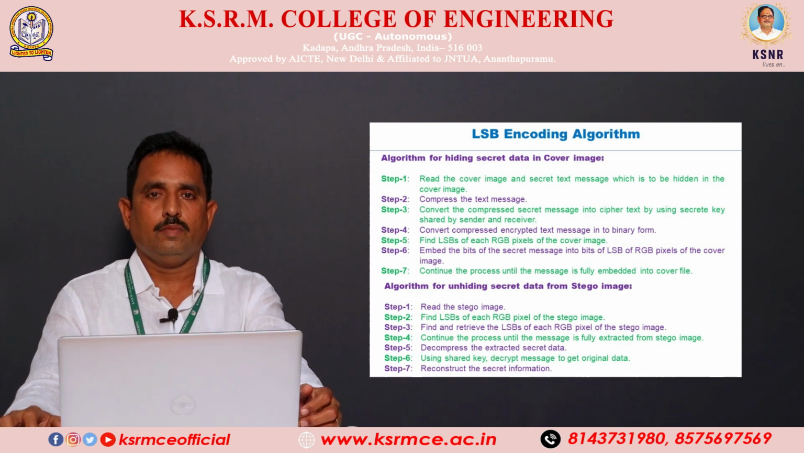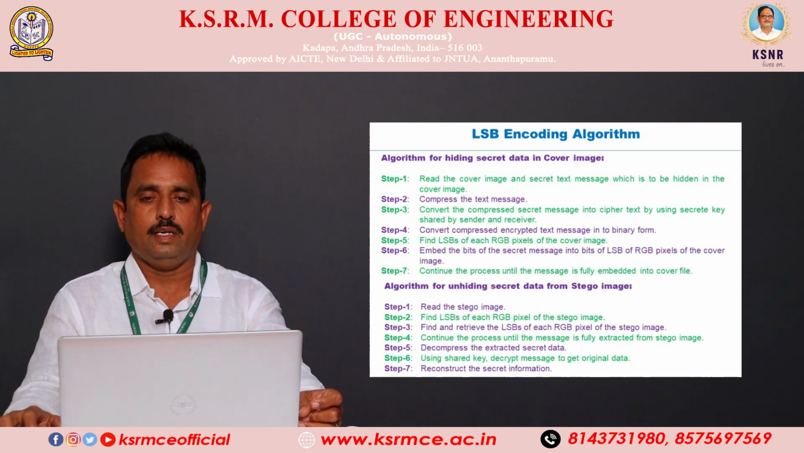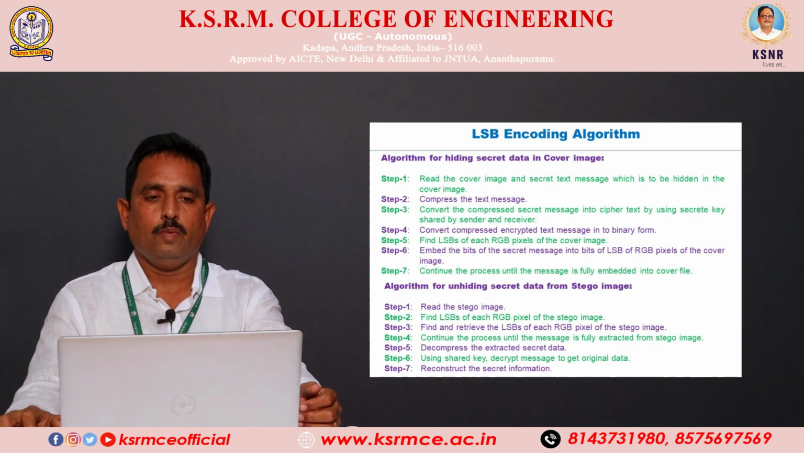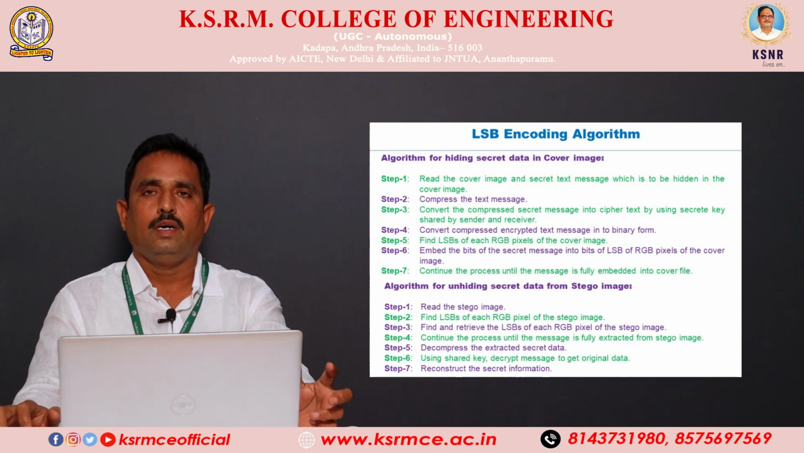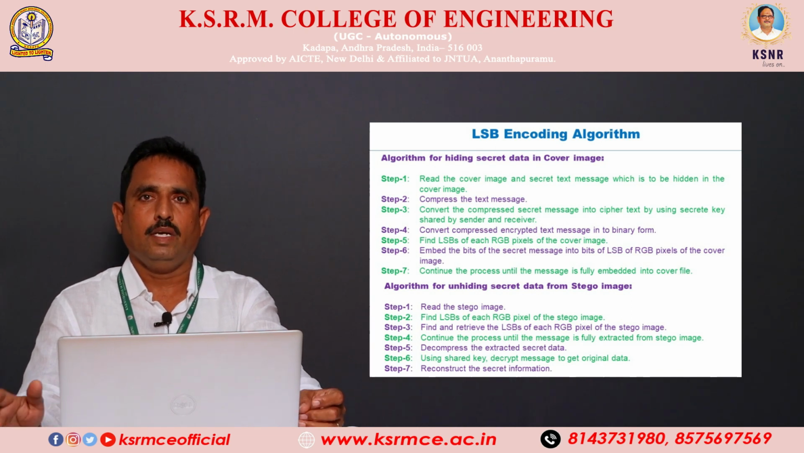Now we will discuss the LSB encoding algorithm. This is the algorithm required for hiding data at the sender side. The first step is to read the cover image and the secret text message which is to be hidden in the cover image. In a stego application, these are the two inputs required: one is the cover image, another one is the secret text. Before embedding that secret text into the cover image, it is converted into ciphertext by using a cryptographic algorithm.